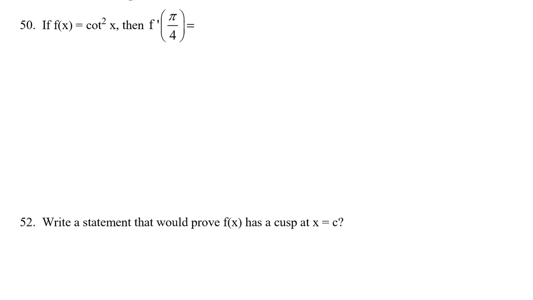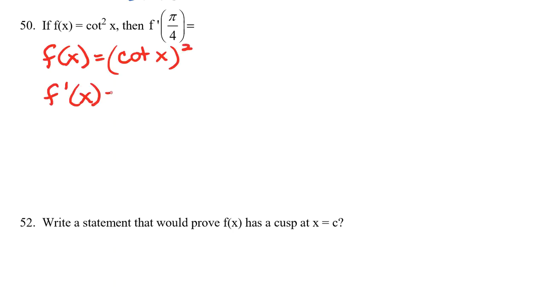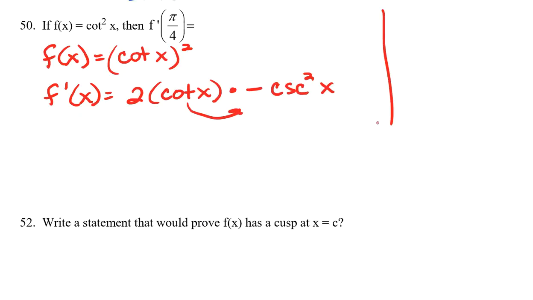All right. How about the derivative of cotangent squared? So remember that that exponent is on the outside. So for our chain rule, first we would do the power rule. We would reduce that exponent to a 1. And then we would do the chain rule on cotangent, which would be a negative cosecant squared of x.